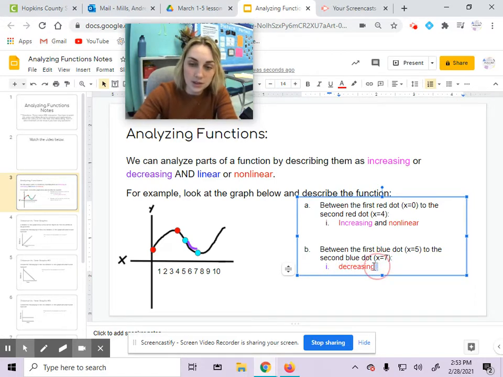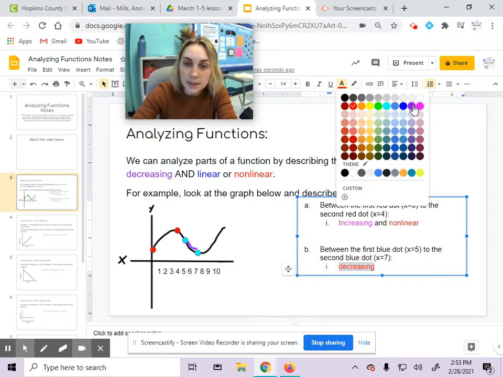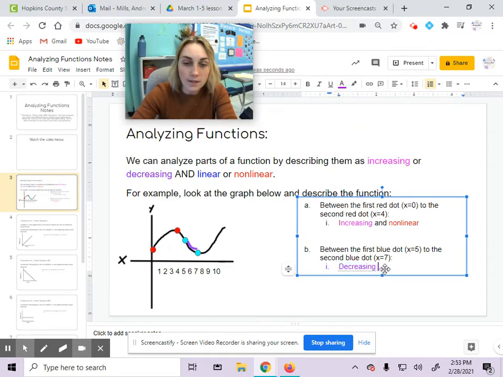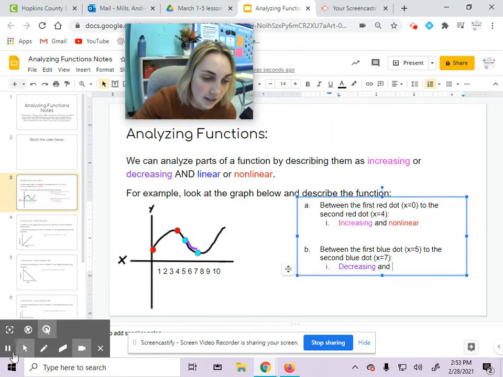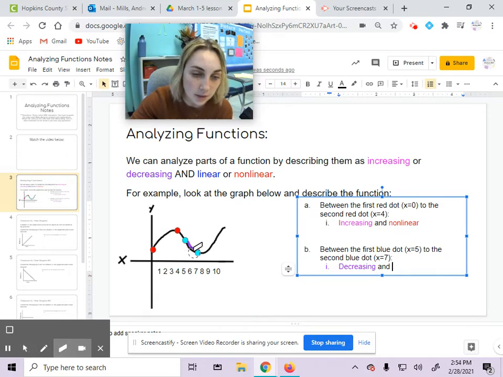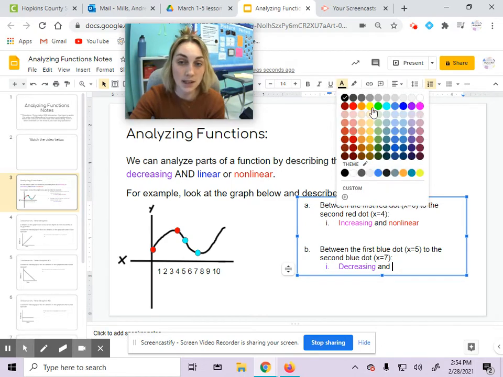Again, not sure where that ended up being red from. This should be purple. Alrighty, and now we have to figure out, well, is it linear or non-linear? Is it a straight line or is there a curve to it? As you can see, there is a little bit of a curve to it about right here. So since we do have that itty-bitty curve there, that will mean that this is still going to be non-linear.